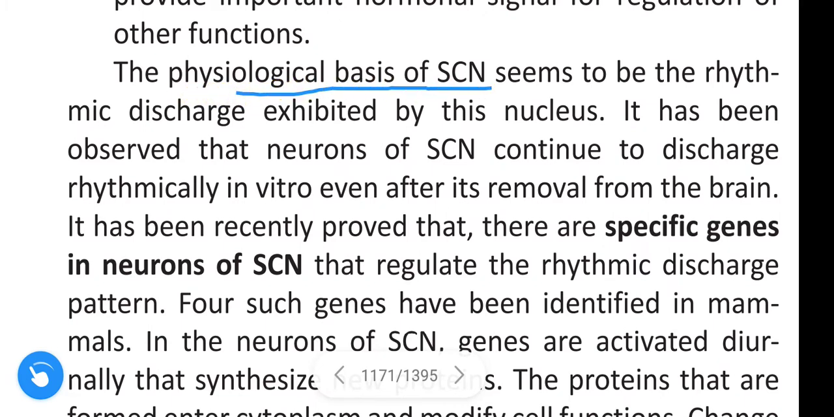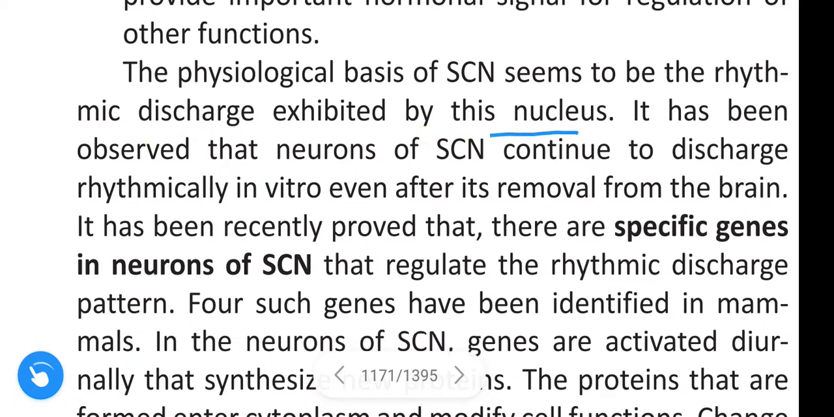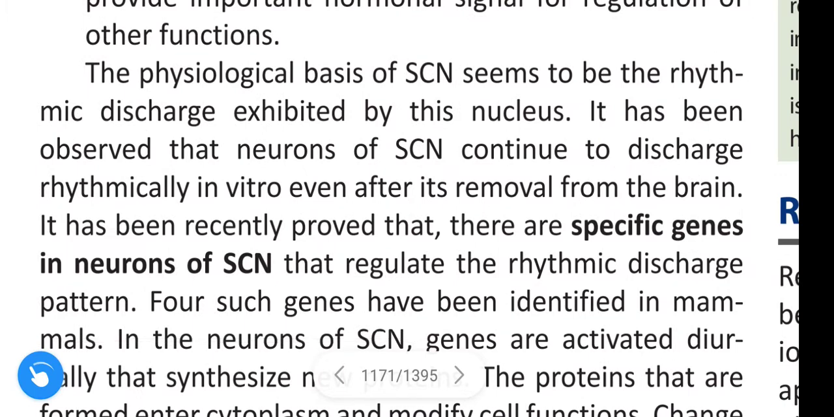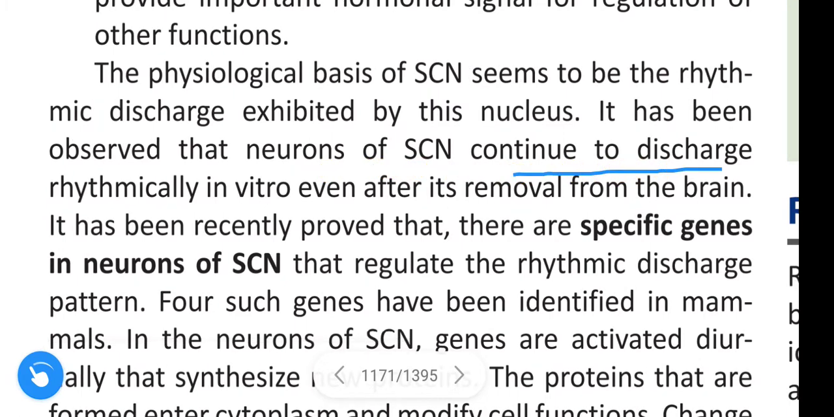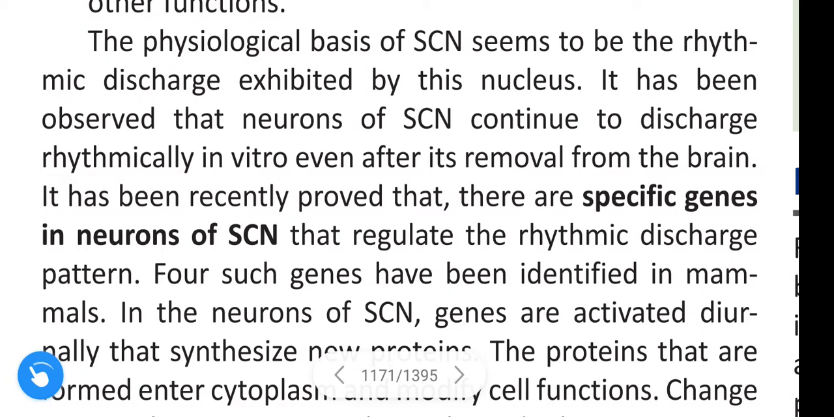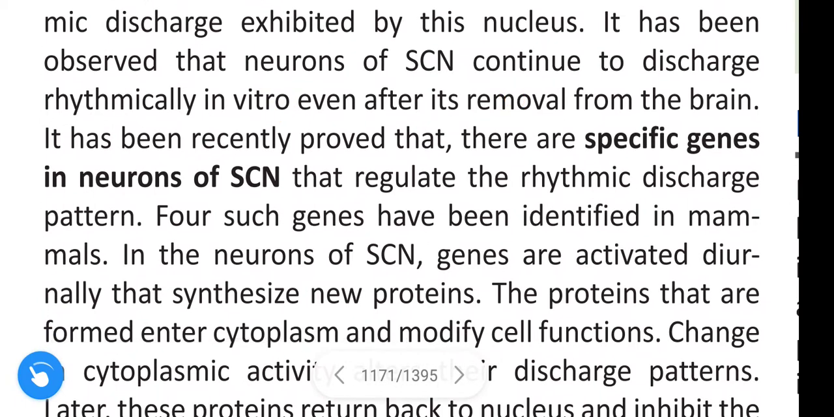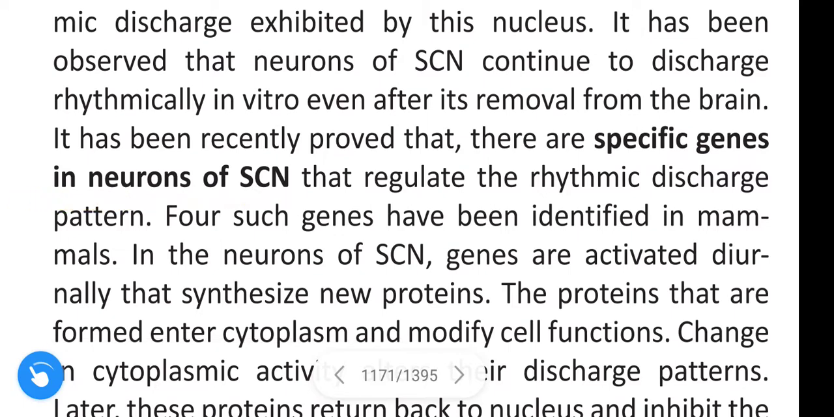The physiological basis of the suprachiasmatic nucleus seems to be the rhythmic discharge exhibited by this nucleus. It has been observed that neurons of the suprachiasmatic nucleus continue to discharge rhythmically in vitro even after its removal from the brain. It has been recently proved that there are specific genes in neurons of the suprachiasmatic nucleus that regulate the rhythmic discharge pattern.